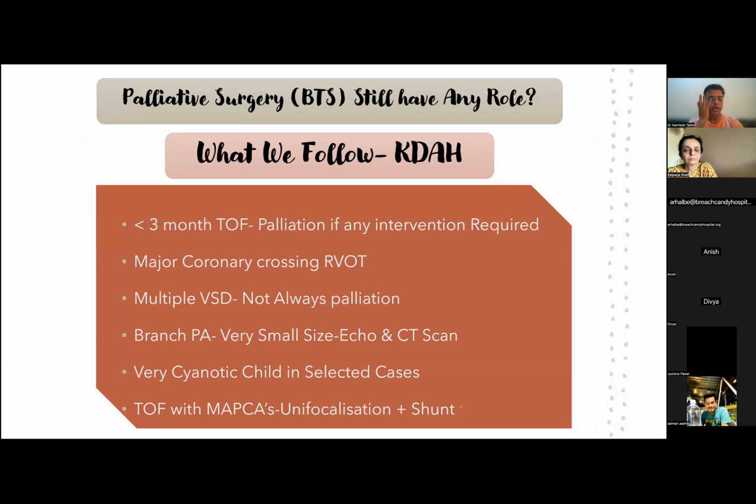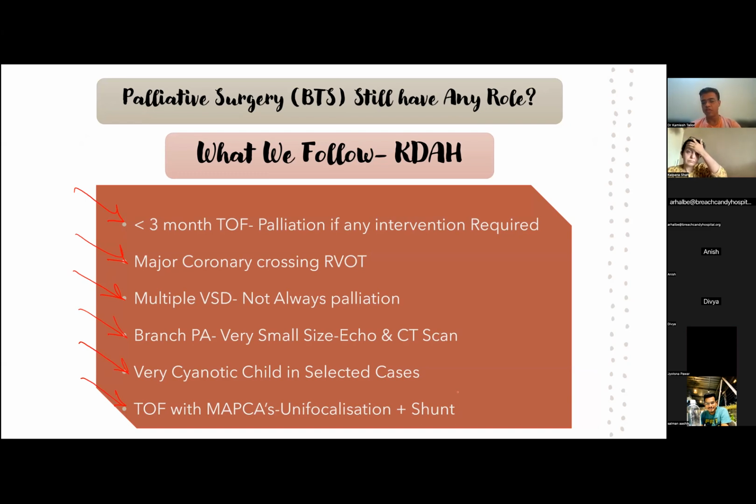What we follow in our unit is that palliative procedures for tetralogy will be done if a child presents at less than 6 months, major coronary crossing the RVOT, multiple VSDs, branch pulmonary artery is not good, very cyanotic kid, and the child comes with multiple MAPCAs, a unifocalization shunt will be performed.